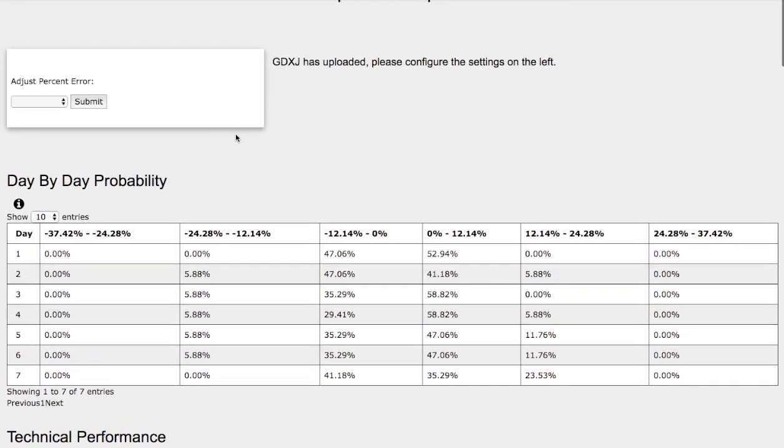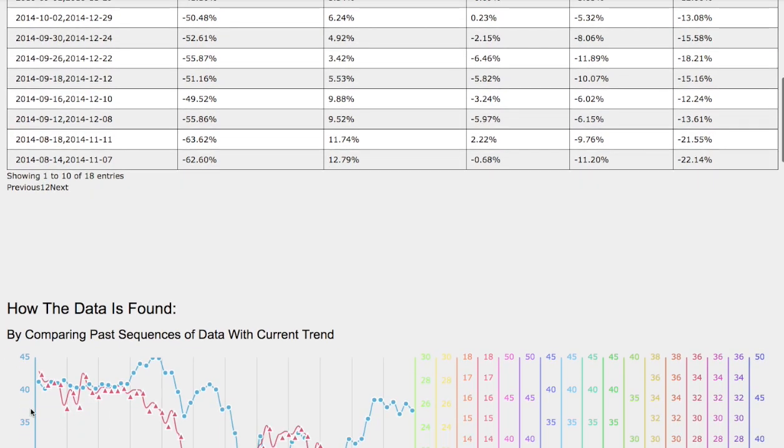As the days progress to the 7th day, we have a 35% chance for gold miners to climb higher between 0 to 12%. On the extreme case, we have a 24% chance for gold miners to climb between 12% to 24%. And on the other hand, we have a 41% chance for gold miners to fall between 0 to negative 12%. Again, this model is now available in the link below, so do check it out.